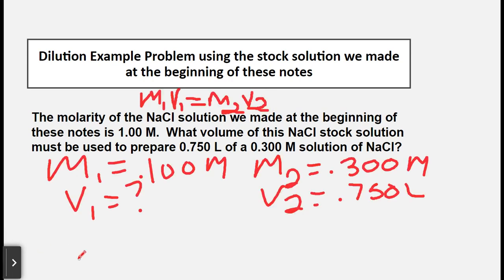All right, so you can see what I wrote on the screen. Our equation is M1V1 equals M2V2. The first thing to do is identify what molarity and volume go together for M1 and then for M2.